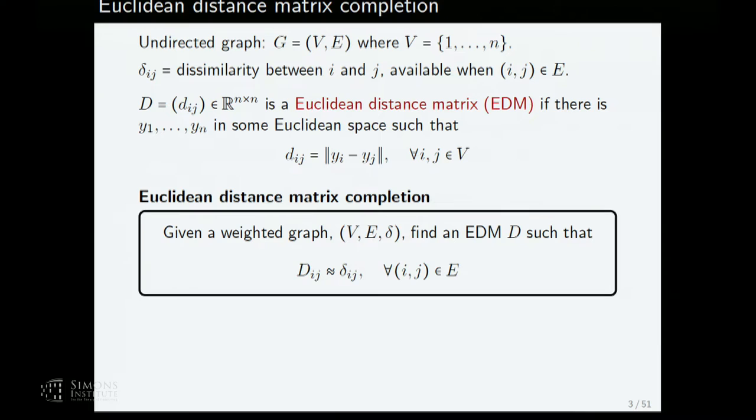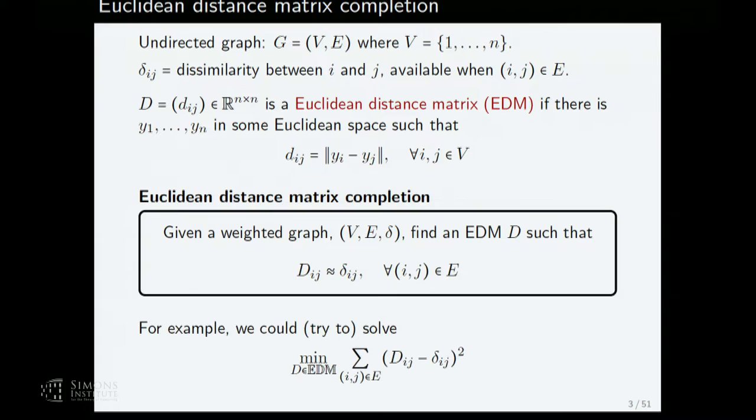is the following. You're given a weighted graph, which dictates what distances are available to you through the edge set E. And then the problem is to find a Euclidean distance matrix D such that its coefficients are close to the dissimilarities. Wherever you're observing, you want the matrix to be close to that. For example, this could be formalized as an optimization problem where you minimize the error sum of squares over what you observe. This is just one possible formulation.